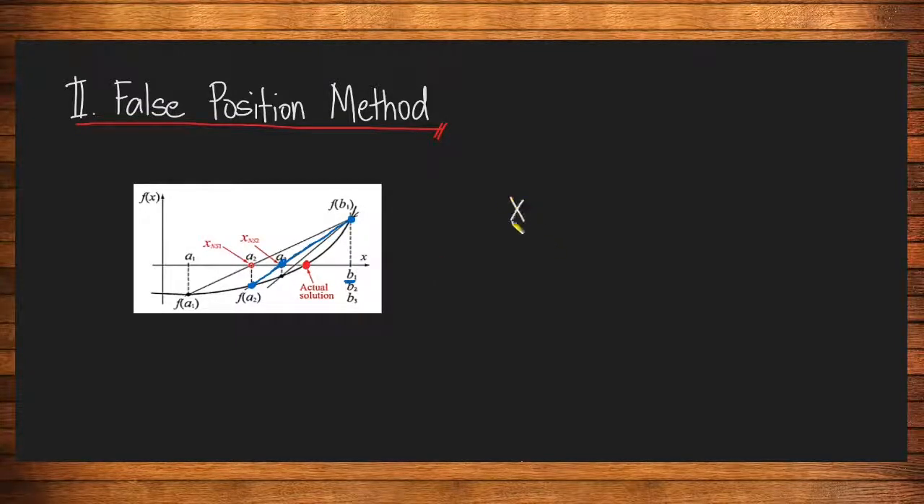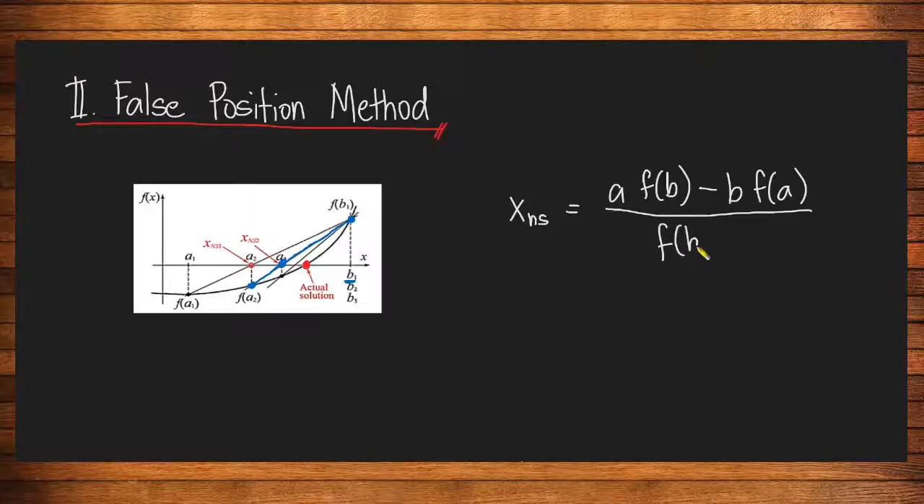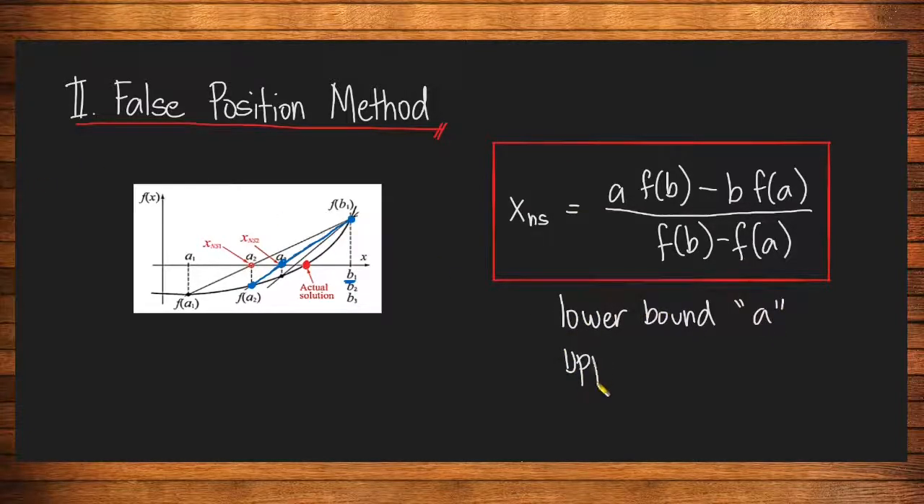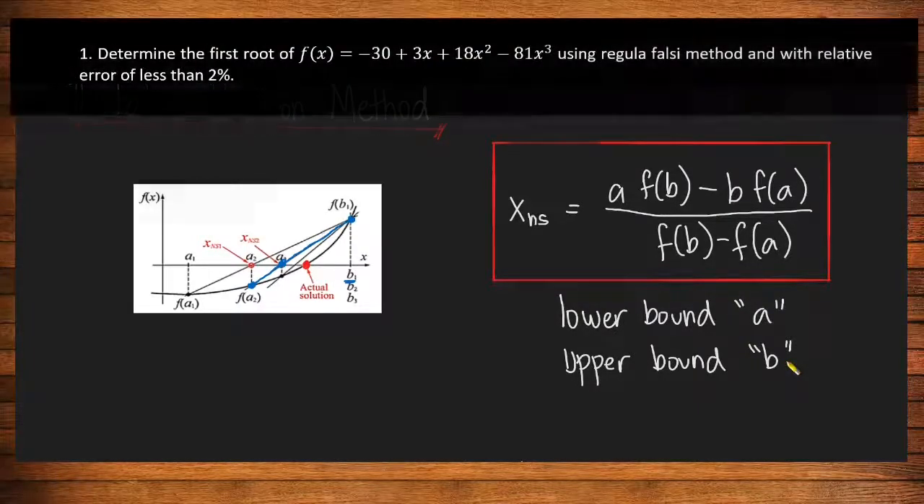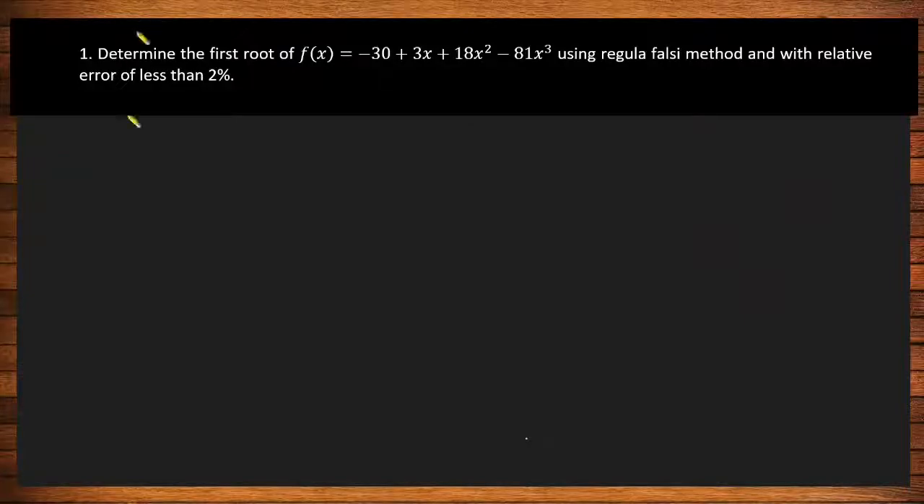x ns1, so that is the value of our numerical solution, and that is equal to a times f of b minus b times f of a all over f of b minus f of a. Again, yung a natin dito is yung lower bound, and then yung b naman natin is yung upper bound ng interval natin. So let's go back to our previous example. But this time, we will use the false position, or sometimes it is also called regula falsi method.